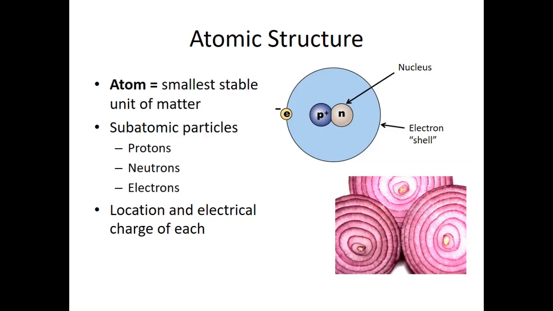And you notice that 2 of these 3 particles actually have an electrical charge. The proton has a positive charge, the electron has a negative charge, and the neutron is neutral, so it has a 0 charge.